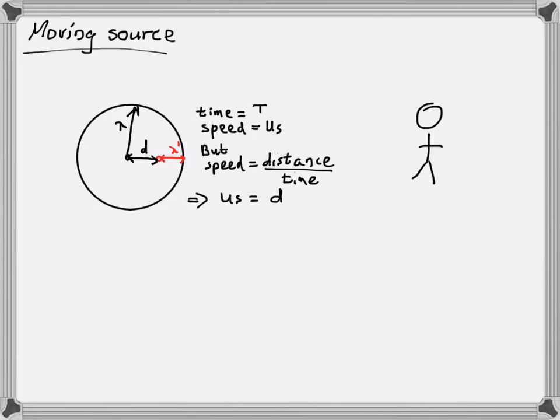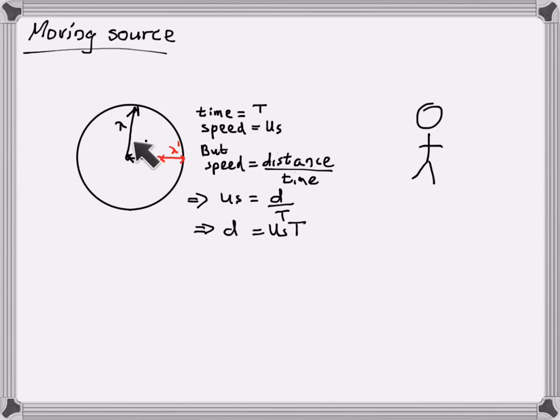Therefore we can say that us is equal to d, the distance, divided by the time, which is one time period. So we can define the distance d as us times t, the time period. Now this distance here is equal to this distance here, right? It's just the radius of that circle. So in other words, this distance is equal to this plus this.